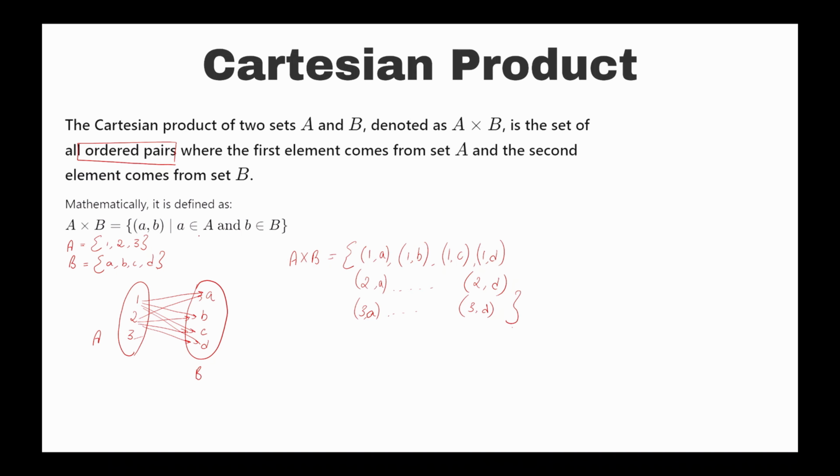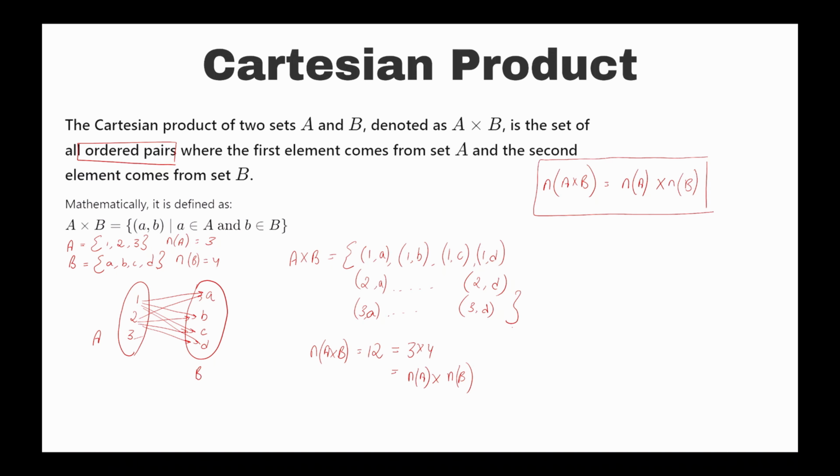Now from here, how many elements were there in A? n(A) was 3 and n(B) was 4. How many elements do we have in our Cartesian product? There are 4 into 3, basically 12 elements. So n(A cross B) equals 12, which is nothing but 3 into 4, which is n(A) into n(B). Keep this in mind: the number of elements in your Cartesian product is equal to the number of elements of A into the number of elements of B.